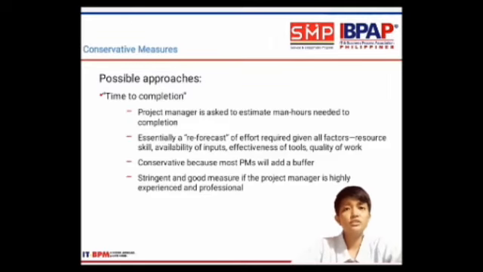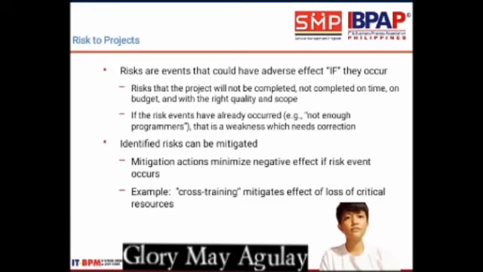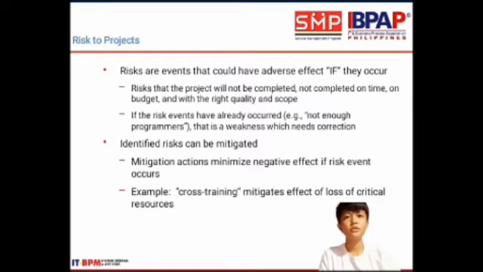Next is stringent and good measures if the project manager is highly experienced. Risk to project. Risks are events that could have an adverse effect if they occur. Risk that the project will not be completed on time, on budget, and with the right quality and scope. If the risk events have already occurred, for example not enough programmers, those are weaknesses which need correction.